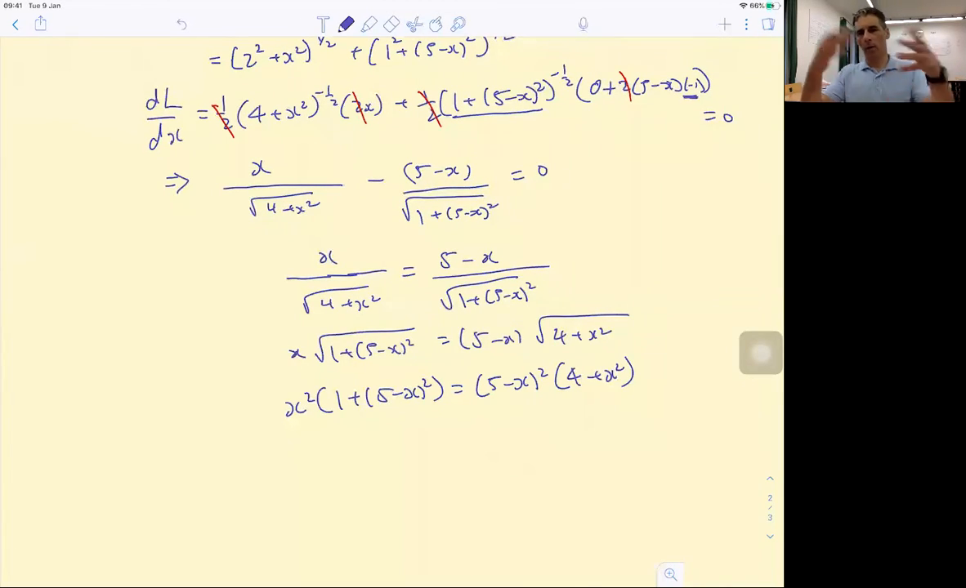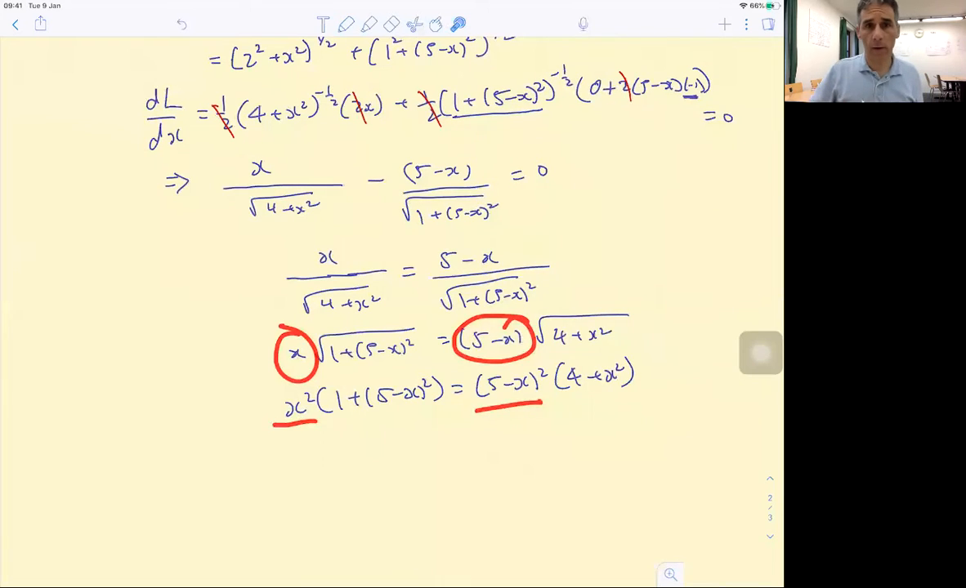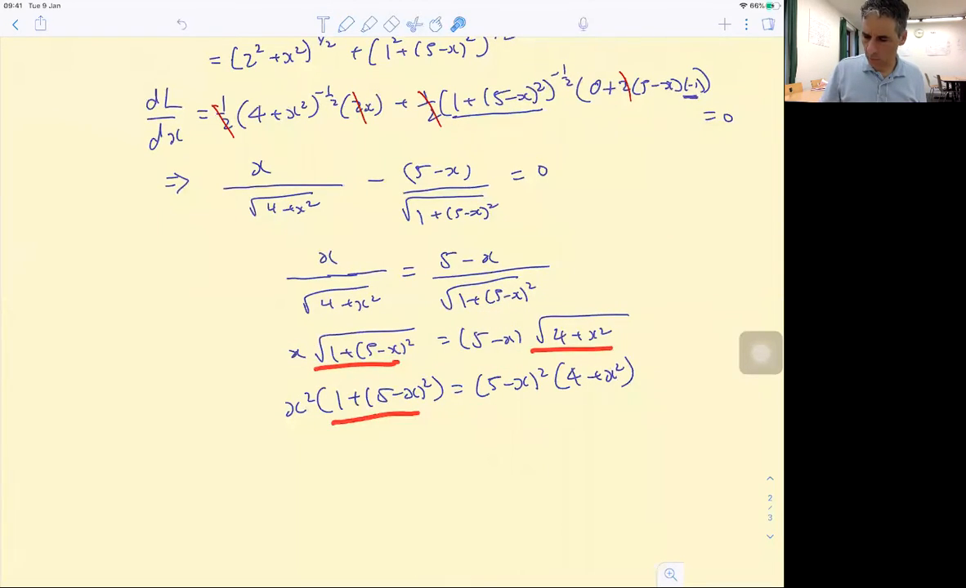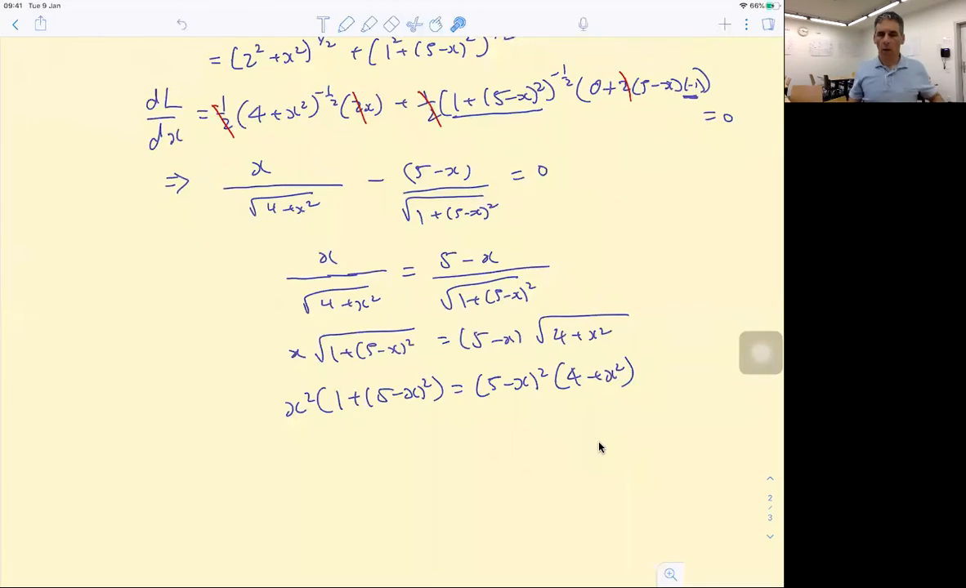So squaring both sides will make all the other expressions squared that don't have a square root sign on them. Any expression without a square root sign will become squared, and the expressions with square root signs will lose those square root signs. Okay? Alrighty, so now what we need to do is solve for x.